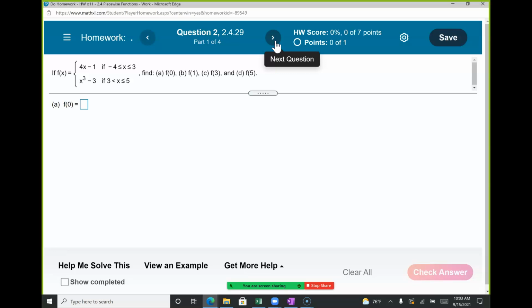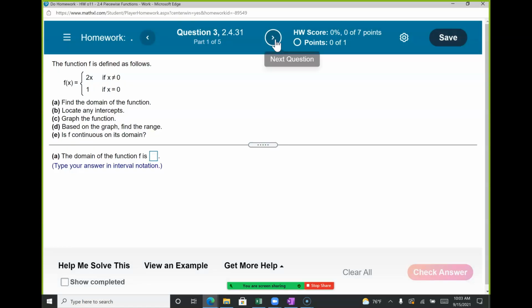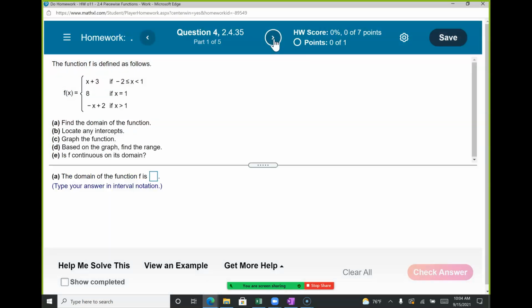This one's probably a little bit more difficult to graph, but not really, right? Find the values and graph the function and all of that. Find the domain of this function, locate your intercepts, graph the function, find the range. Is f continuous on its domain? There's some calculus. Is there a hole in the graph or not, right? Is it a nice roller coaster that won't kill somebody kind of thing? Same thing here. Let's do this one.